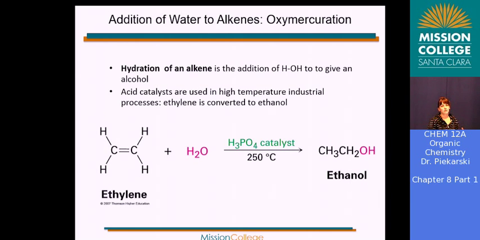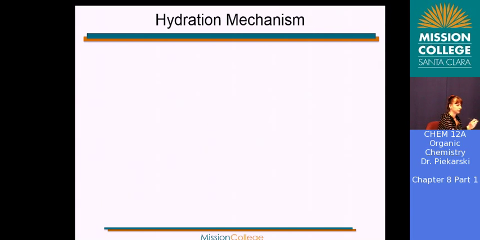Now, a really important thing to be able to make from alkenes is alcohols, right? Alcohol is going to be a very important functional group. And this is called a hydration reaction. Hydration of an alkene is the addition of water to give an alcohol. In industry, acid catalysts are used at very high temperatures to make, for example, ethylene into ethanol. And so I wanted to go through that mechanism with you.